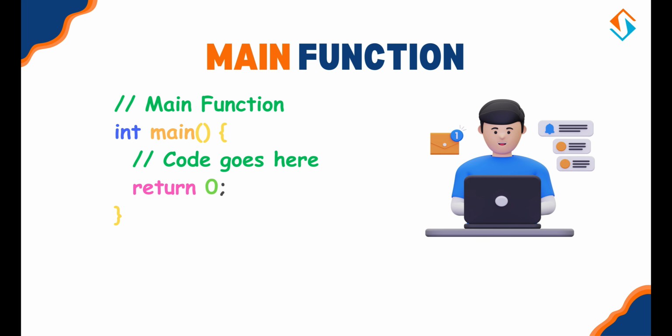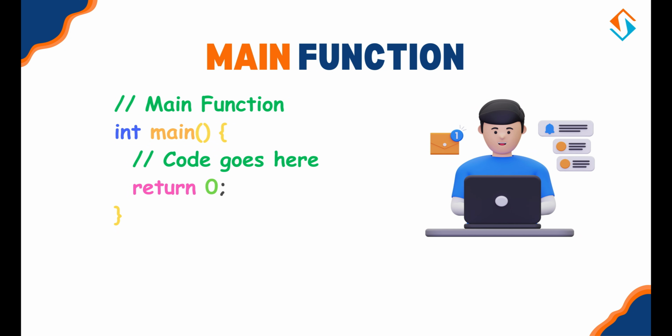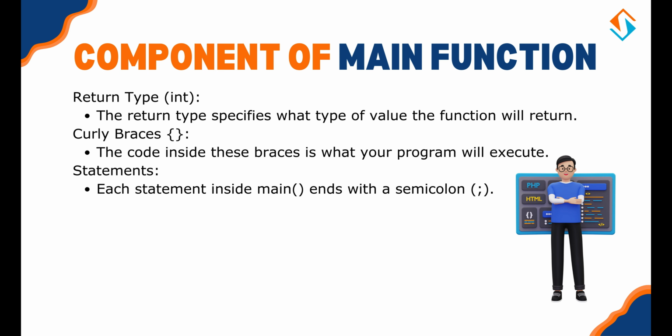Main function. Next up is the main function, the heart of every C program. Without it, your program won't run. The main function is the entry point for your program. Here's a closer look at its components.